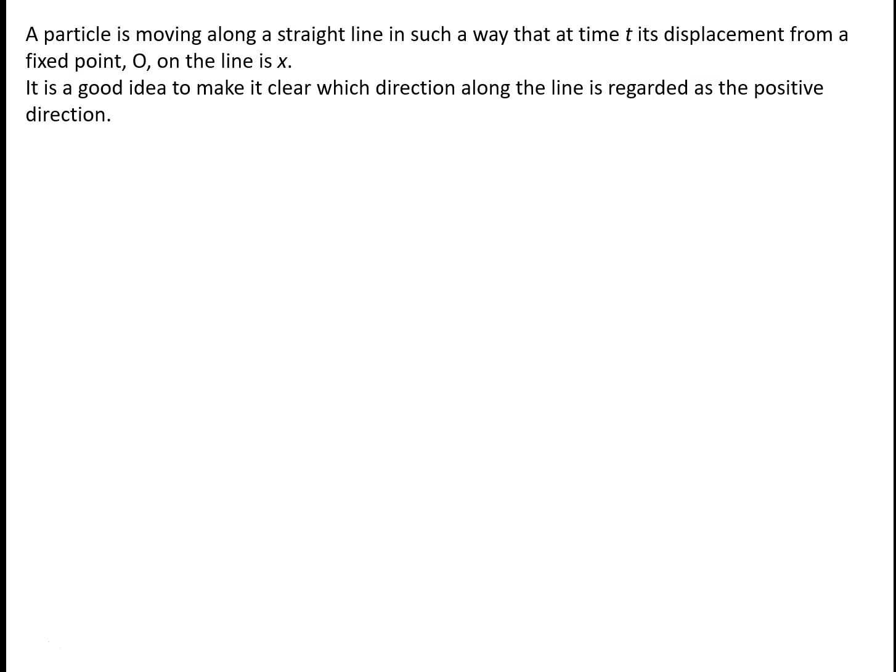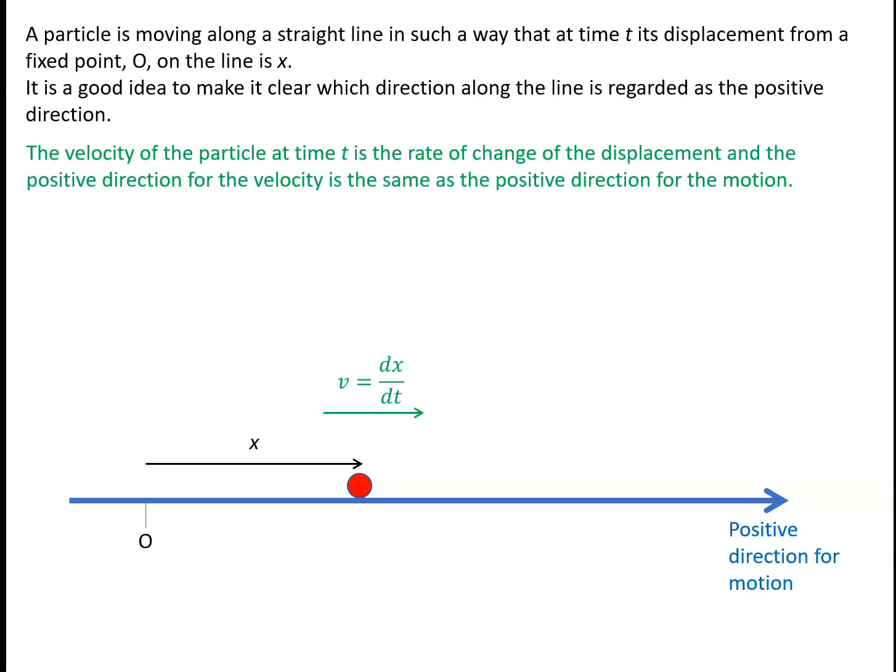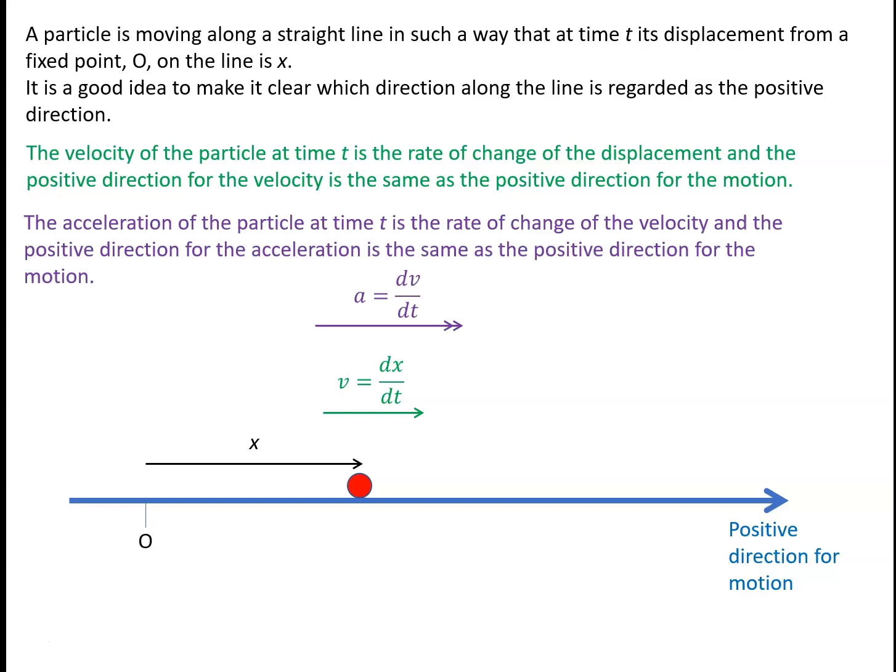To begin with, we need to set up one or two conventions, and the first one is to make sure that once we have said what the positive direction for our motion is, then that also gives us the positive direction for the velocity and also the positive direction for the acceleration.